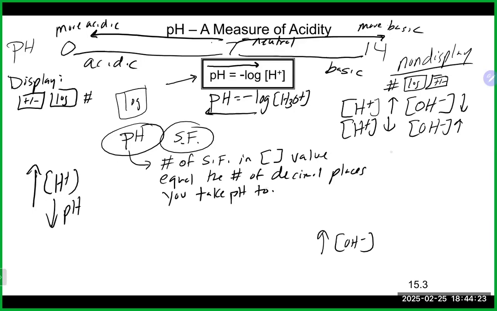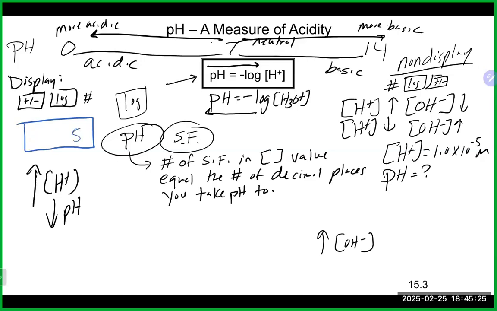So for example, if you had an H plus concentration of 1 times 10 to the minus 5 molar, why don't you calculate the pH of it? You should have a 5 on your calculator screen. pH is equal to negative log of 1 times 10 to the minus 5, and that is going to give you a 5.